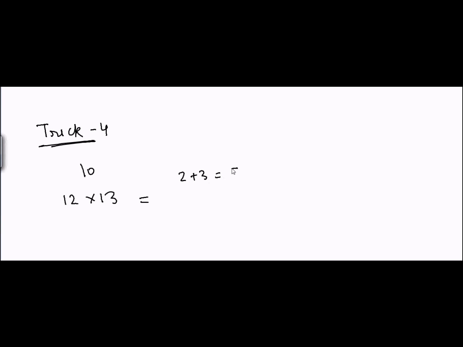So here I'm not adding the 0 because 10 has only one 0 in it. Before, when I was multiplying by 100, then I was adding a 0. So again, if I have 14 into 12, then that will be equal to 1, 4 plus 2 is 6, and 4 into 2 is 8, so that is 168. So that's your answer. So that was trick number 4.